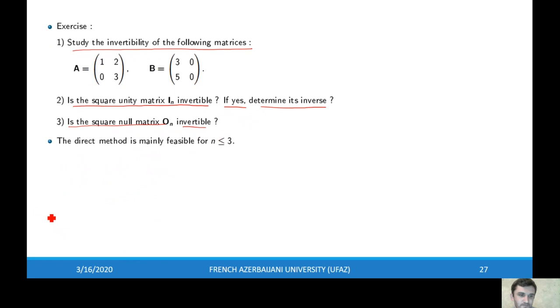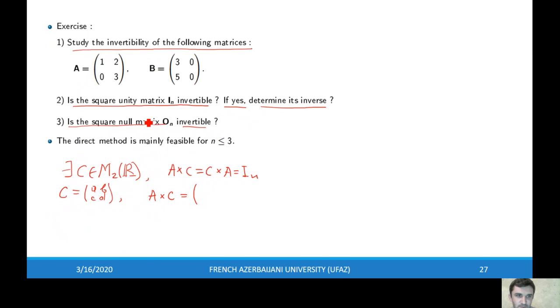We know that if A is invertible, then we have some matrix C such that A times C is equal to C times A is the identity matrix. Let's suppose that C is [a, b; c, d]. If C is the inverse of A, then A times C will be the identity matrix. Then I will write the expression of A here, [1, 2; 0, 3] times [a, b; c, d] is equal to the identity matrix.